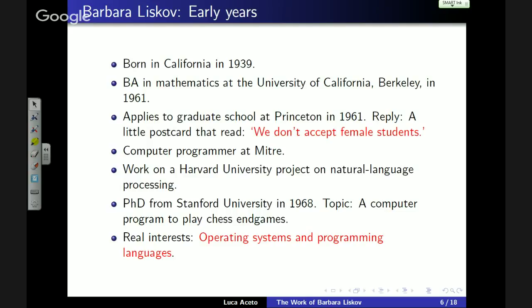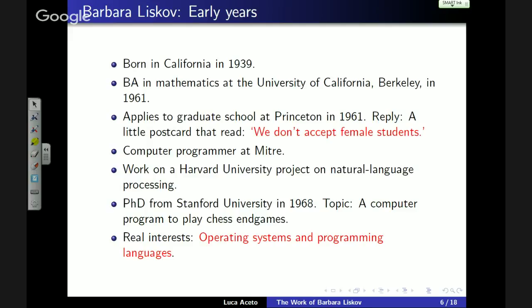Eventually, she decided to go back to academia, and she was admitted to a PhD program at Stanford University, where she received a PhD in 1968, 7 years after graduating from the University of California, Berkeley. The topic of her PhD was a program to play chess and games. So she did a PhD in artificial intelligence, writing this program in Lisp to play chess and games.